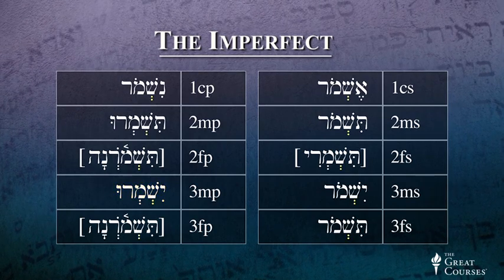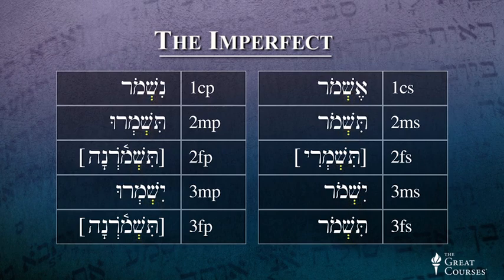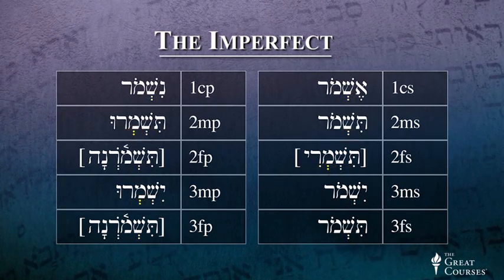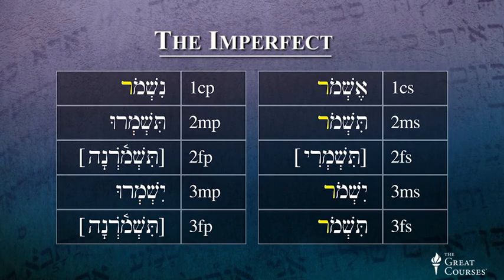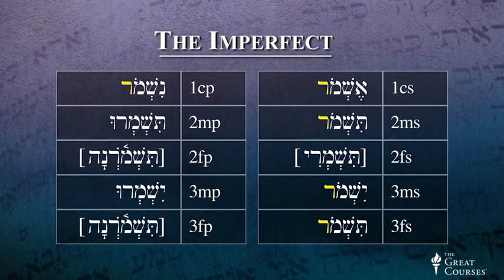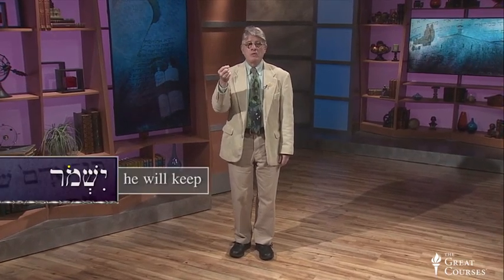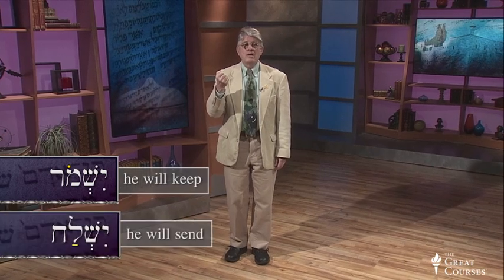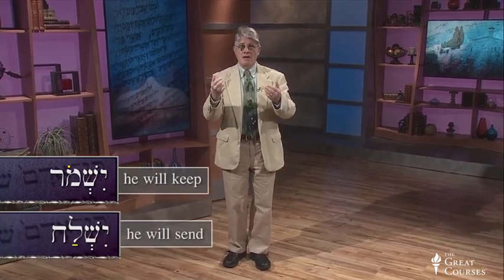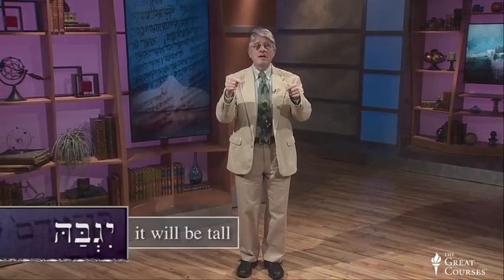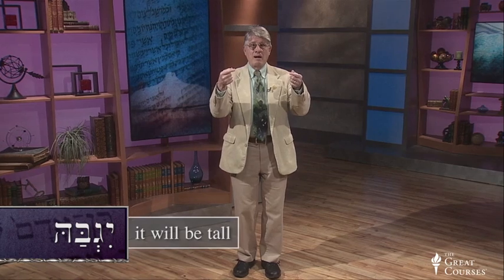What have we got? Shva under the first radical in all the forms. Shva under the second radical in three of the forms. And the third radical is at the end in 1, 2, 3, 4, 5 of the forms. Let's start with that one. When the third radical is a guttural letter, the O vowel is replaced by a patach. He will keep, yishmor, but he will send, yishlach. We've actually seen this pattern many times already. And here's another one. It will be tol, yigbah.